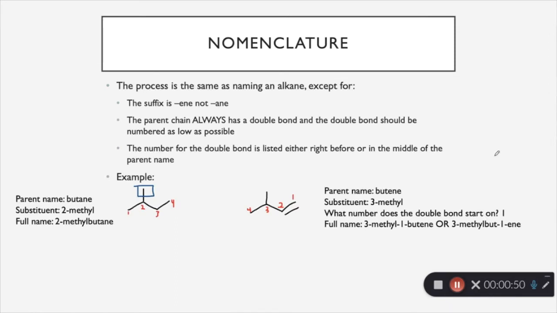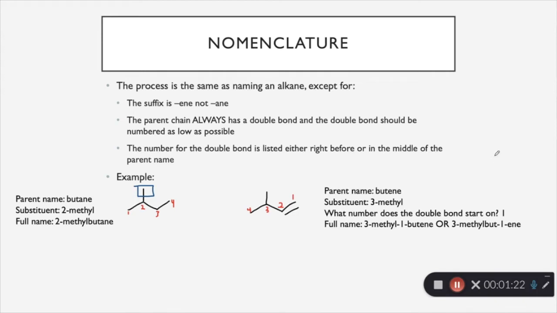So nomenclature. The process is the same as naming an alkane, except for the end. So in an alkane, the suffix would be ane, like hexane. But for an alkene, the suffix is ene. So it would be a hexene. And you can tell because an alkane ends in ane, so the names end in ane. And the same thing for alkene, the names end in ene. So basically all of the other steps are the same.